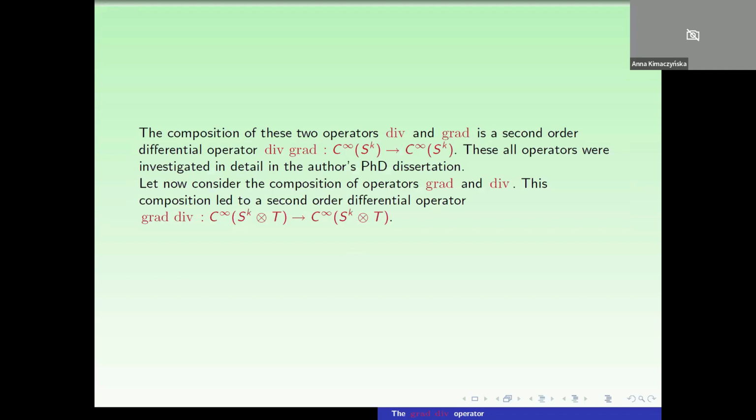The composition of these two operators, divergence and gradient, is a second order differential operator div grad from C infinity of S^k to C infinity of S^k. These operators were all investigated in detail in my PhD dissertation. So let's now consider the composition of operators gradient and divergence. This composition leads to a second order differential operator grad div, and it is from C infinity of S^k tensor T to C infinity of S^k tensor T.